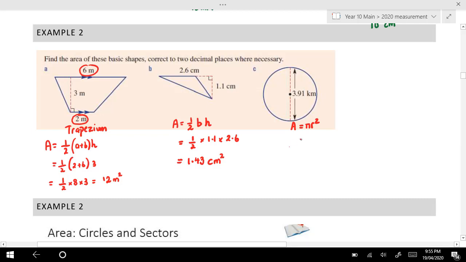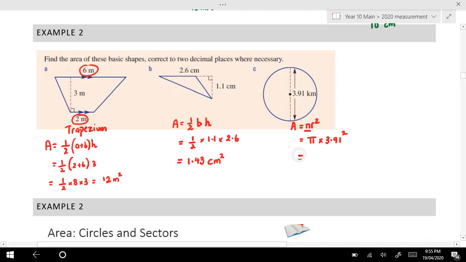All right, the area over here is pi, always with pi with a circle, times the radius squared, which is 3.91 squared. Let's do that, 3.91 squared. And then we're multiplying. Don't forget to multiply by pi. And I've got correct to 2 decimal places.